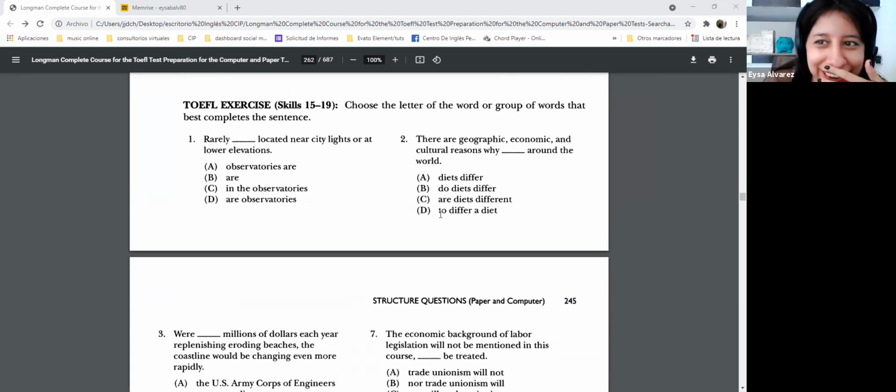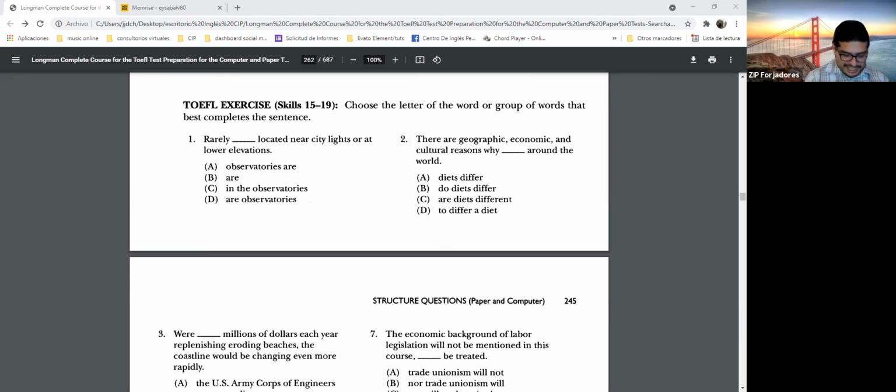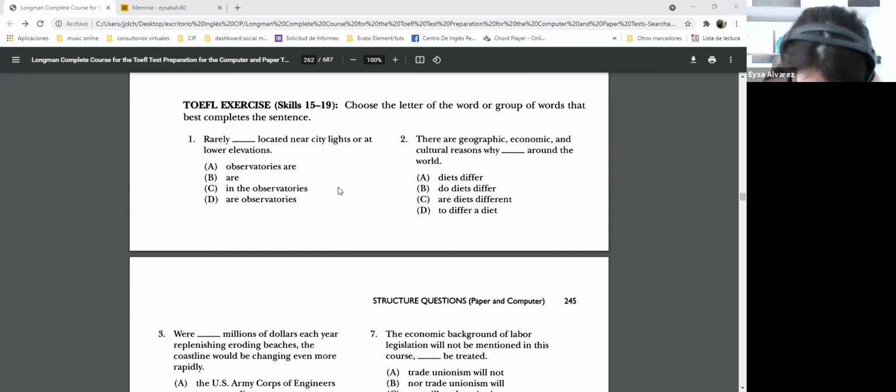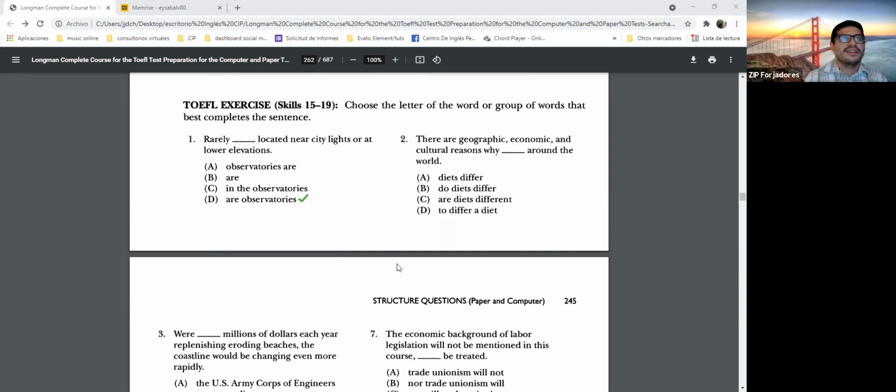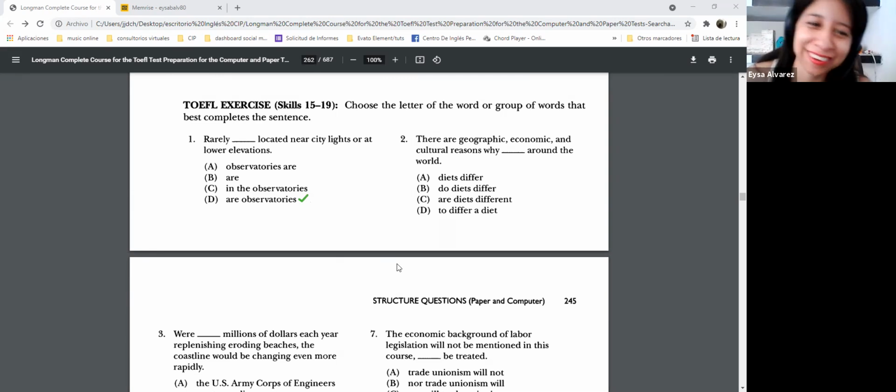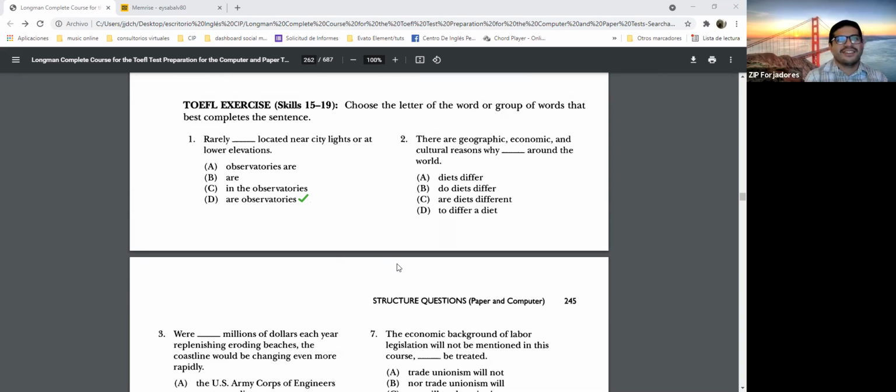In the first one, I choose the letter D, "observatories". The last one, letter D. Correct, very good. Try to explain it. We start with a negative expression, so we need to invert the order of the subject and the verb. That's right. Very good, that's it.